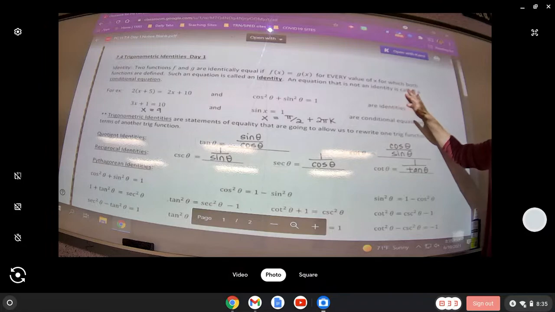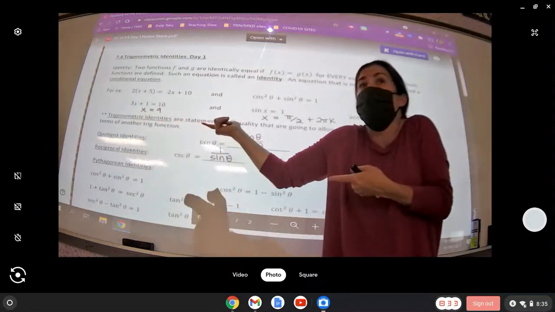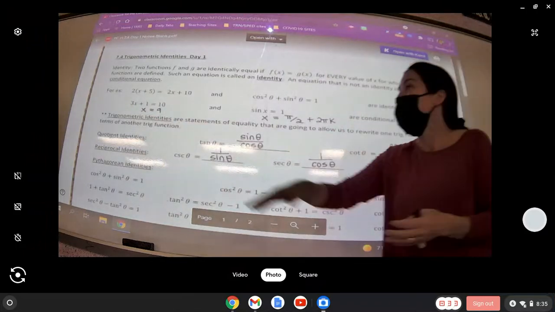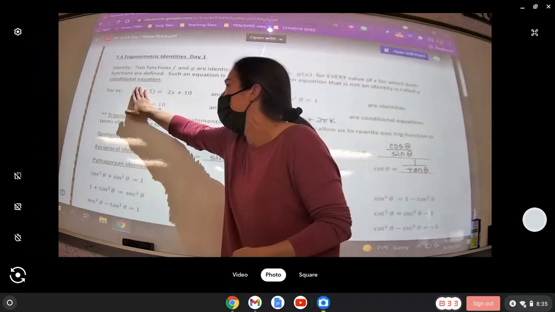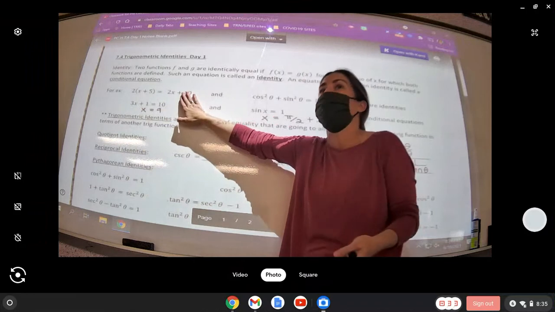And then you have what we call an equation that is not an identity, which is called a conditional equation. So guys, the equation 3x plus 1 equals 10, that's only true if x equals 3. So you can't say that that's an identity. The left side only equals 10 when x is 3, whereas for an identity, the left side will equal the right side no matter what number you plug in for x.